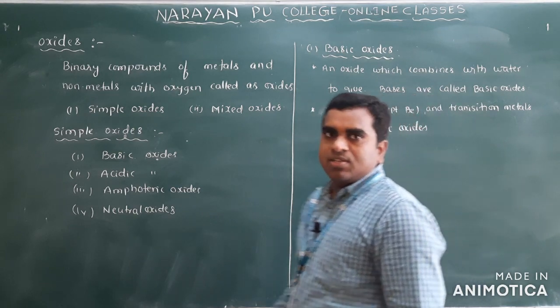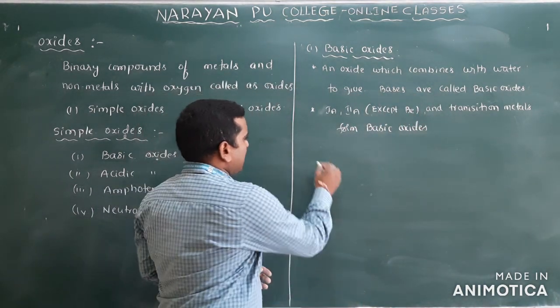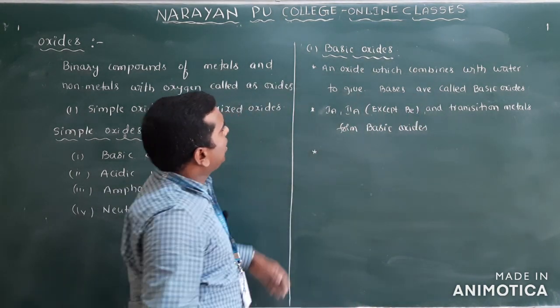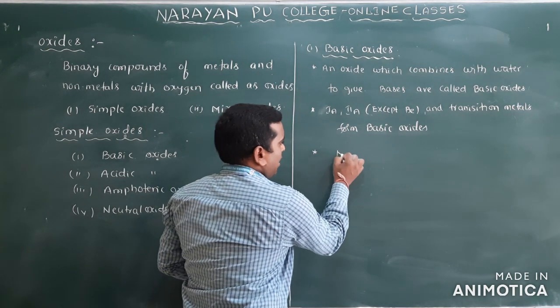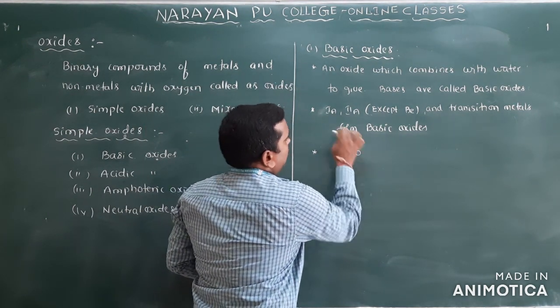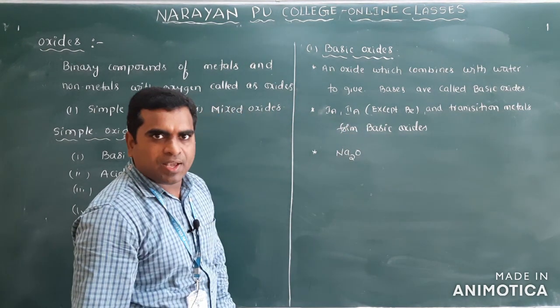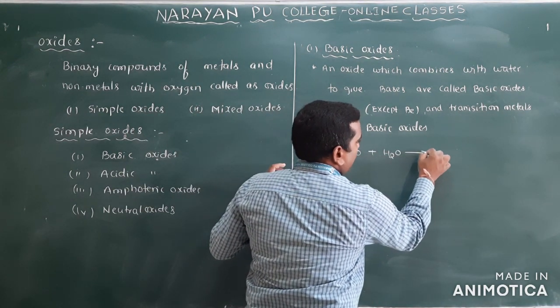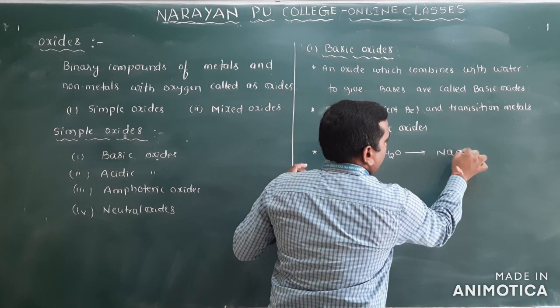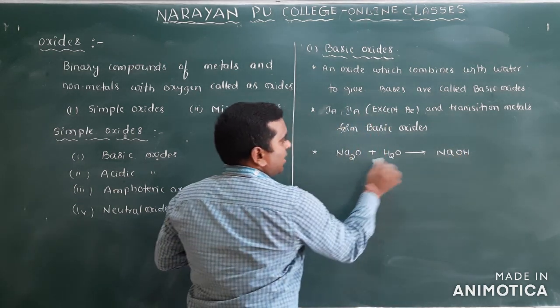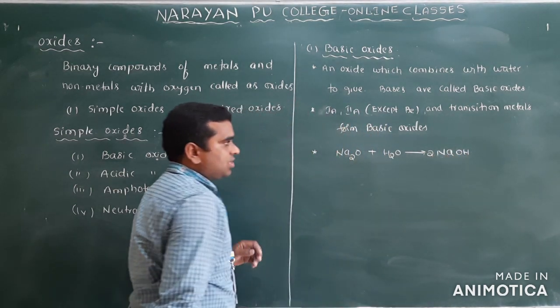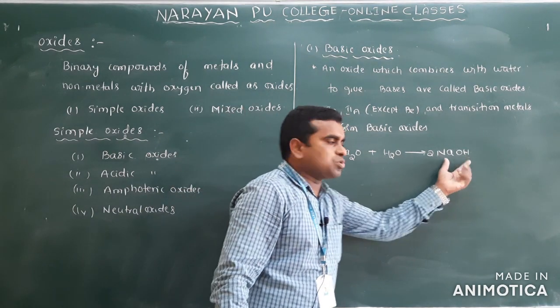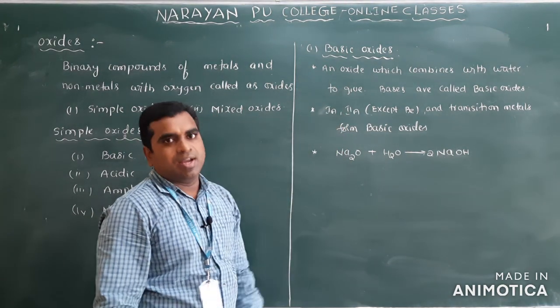Clear? And suppose I will write one example here. Sodium oxide, it is an alkali metal. So whenever we dissolve this in water, what will you get here? You will get sodium hydroxide, 2 moles. Sodium hydroxide means what? Base. So that's why this oxide we call a basic oxide.